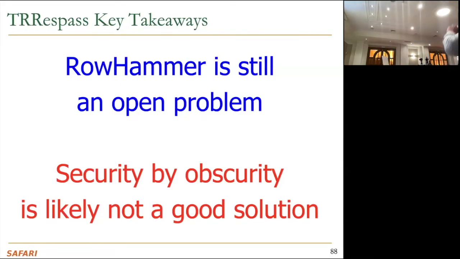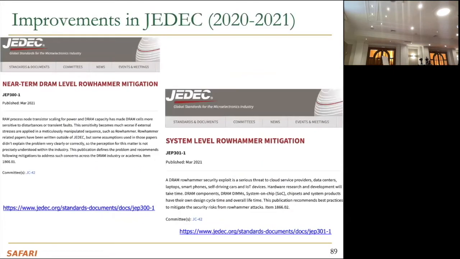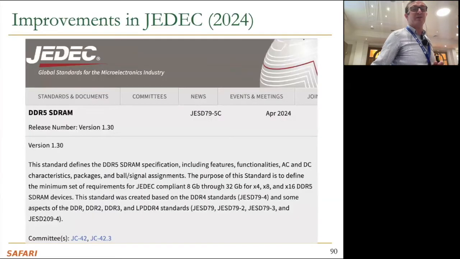So these two papers together caused a lot of churn in industry. And basically, people started saying that, okay, we've got to solve this problem. JEDEC released these not so great two white papers, let's say, that talk about how we should solve this problem, etc. They started a working group again. And more recently, in April 2024, they released a new RowHammer solution in the standard, as we will talk about.